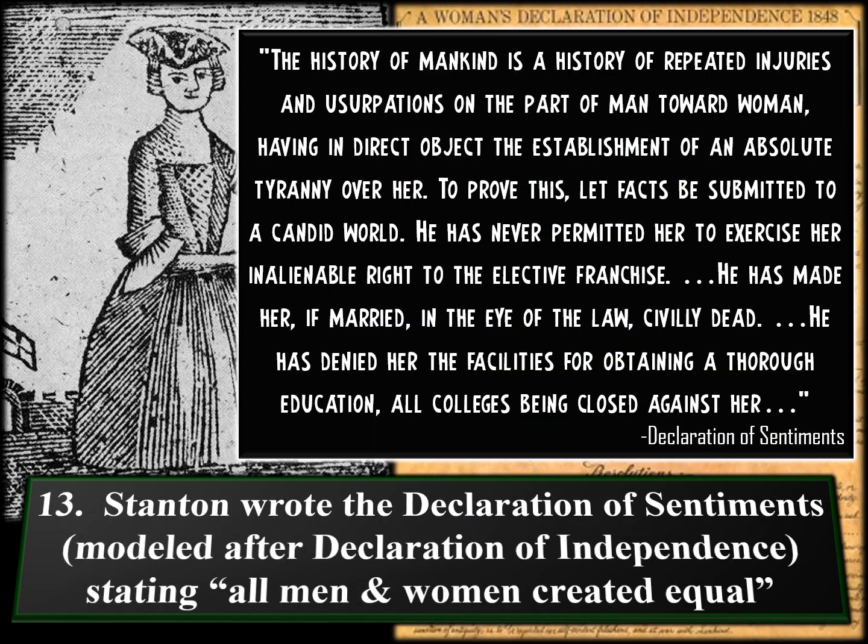She says, the history of mankind is a history of repeated injuries and usurpations on the part of man toward woman, having in direct object the establishment of an absolute tyranny over her. To prove this, let facts be submitted to a candid world. He has never permitted her to exercise her inalienable right to the elective franchise, meaning the vote. He has made her, if married, in the eye of the law, civilly dead. He has denied her the facilities for obtaining a thorough education, all colleges being closed against her.